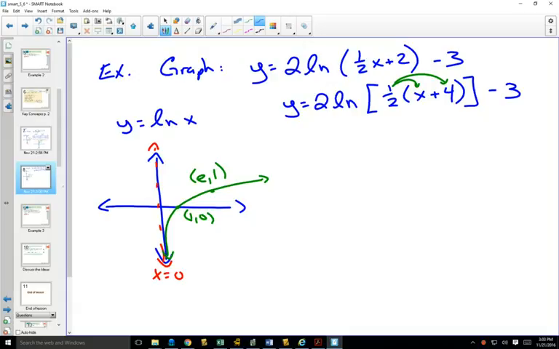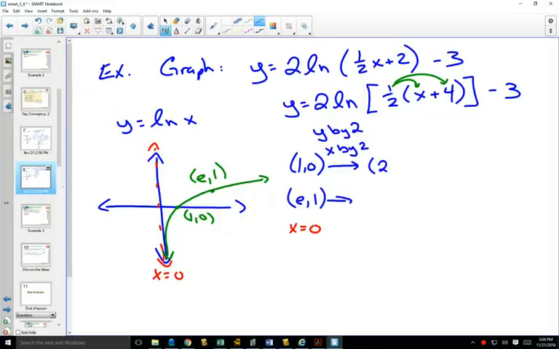So now that it's in factored form, we can take our 2 points, 1, 0, and e, 1, and our asymptote at x equals 0. Moving from left to right, we have a 2 and then a half. So that'll make our y by 2 and our x by 2. When you multiply e by 2, you're going to get 2e, which is a little bit more awkward than a number, but it's the same idea.